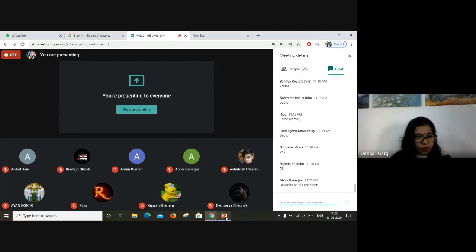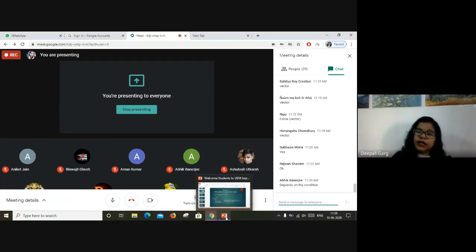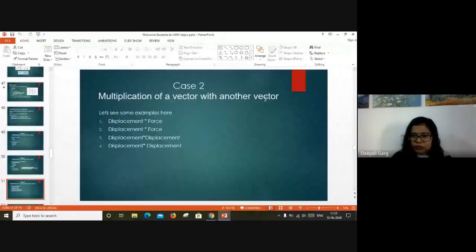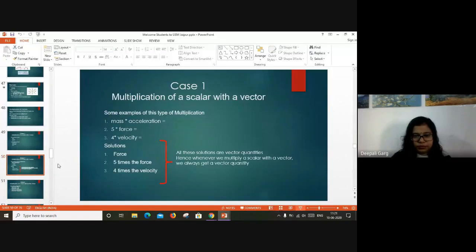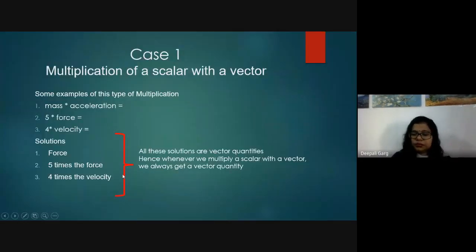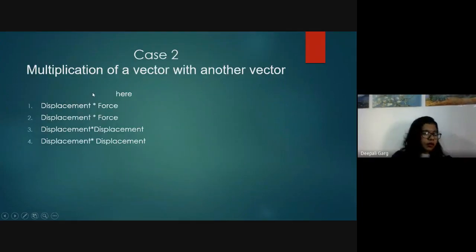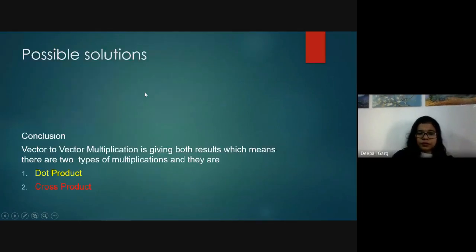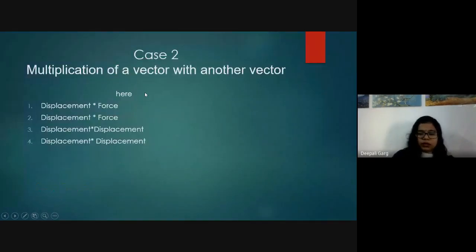So let's move on to the next case, case number 2: multiplication of a vector with another vector. Okay, sorry. So let's start.